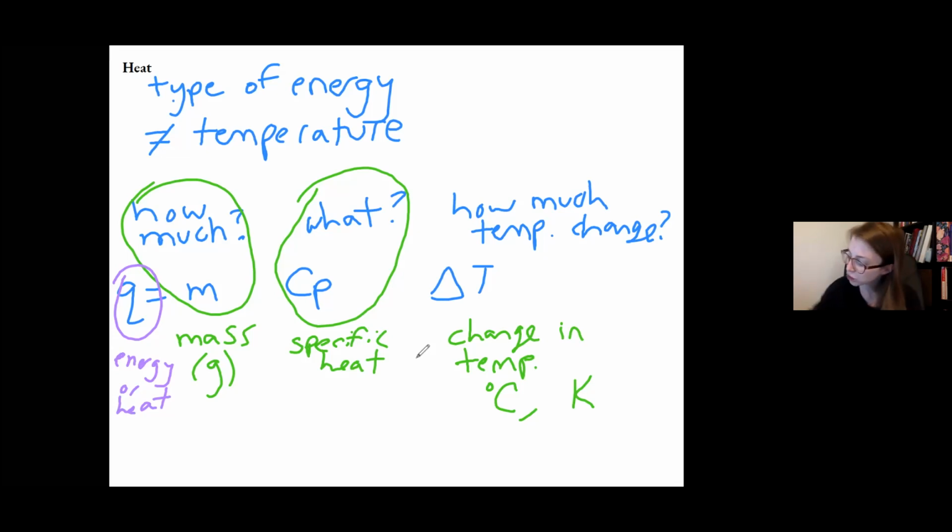So energy or heat, the unit we tend to use the most is joules. It's a capital J. We could also use kilojoules, which is a lowercase k and an uppercase J. Just like grams and kilograms, you could convert using King Henry. Same thing with joules and kilojoules.